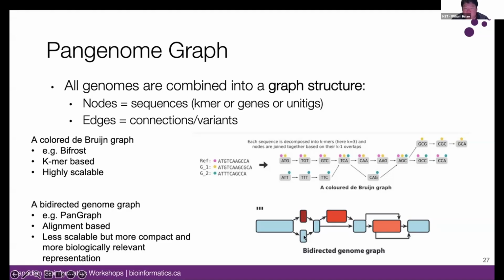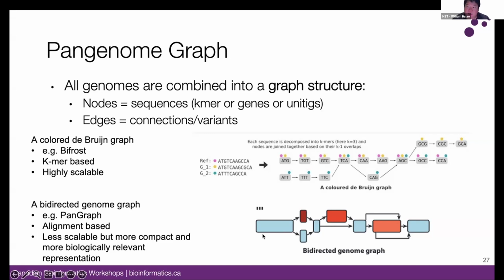So this can also be achieved by alignment of genes and DNA fragments, rather than by merging of the fixed k-mers. But this then requires alignment, which is a lot more computationally intensive than an exact k-mer matching based approach, and therefore this approach is less scalable. However, it can provide a more compact representation, as you can see here. And each of these nodes is then a more biologically relevant representation.